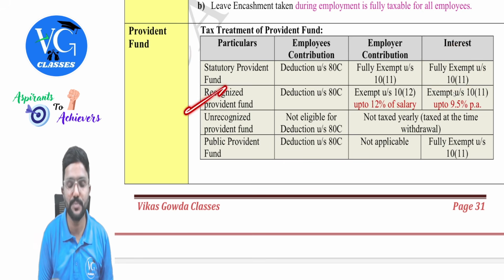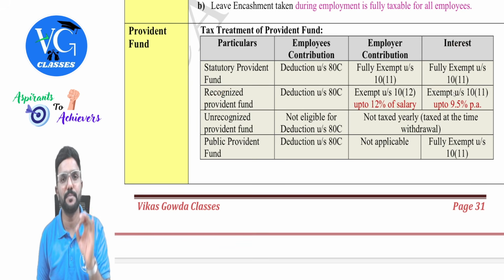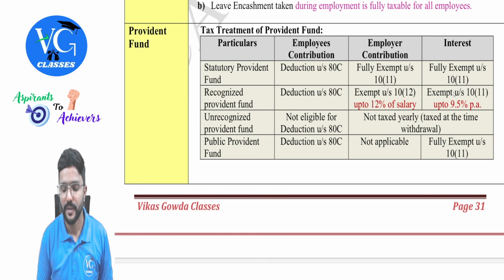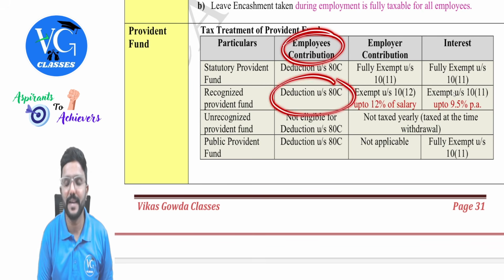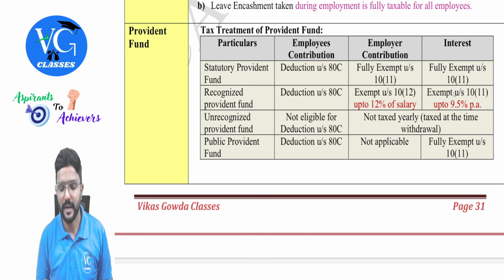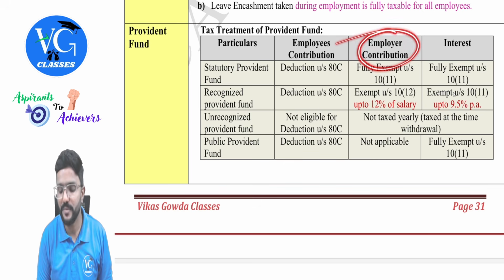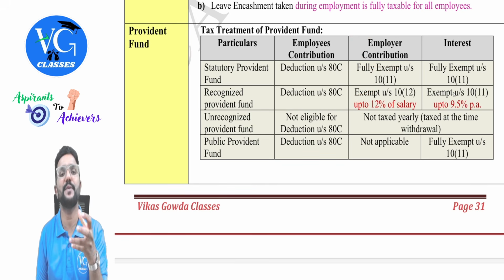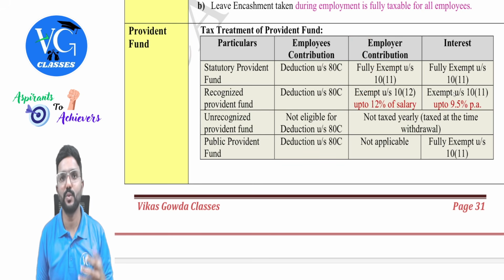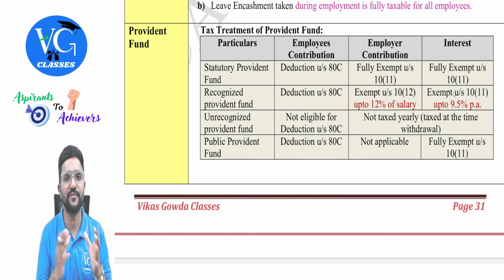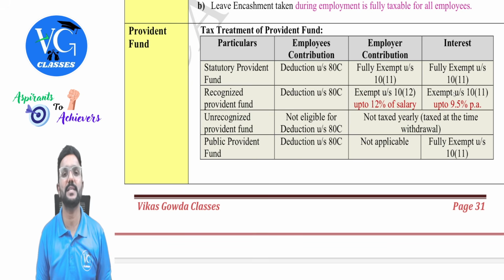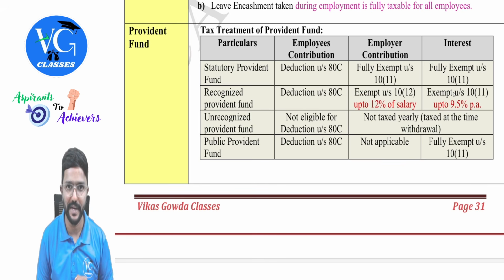Then coming to recognized provident fund. Recognized provident fund means which is recognized by the commissioner of income tax. Okay. For employee's contribution, deduction is available under section 80C, and this 80C deduction is available only if employee is following optional scheme, guys. Okay. And for employer contribution, it is exempt up to 12% of salary. If it is more than 12%, for example, assume employer contribution is 14%, then 2% would be taxable as perquisite in the hands of employee, guys.